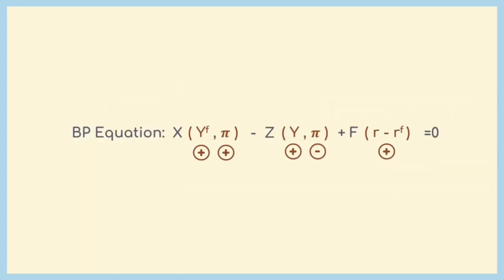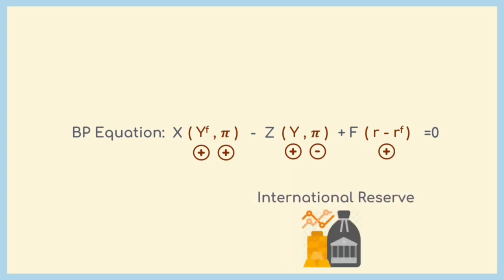Now, what does the BP equation tell us? Well, if the summation of each component equals 0, it means that the international reserve remains constant. If it is greater than 0, then the international reserve increases, and if it is less than 0, the international reserve decreases. And this is also the reason why we don't include the official reserve transaction in this equation.